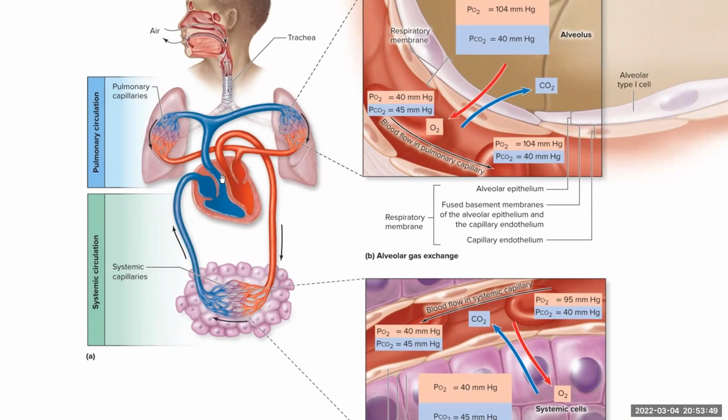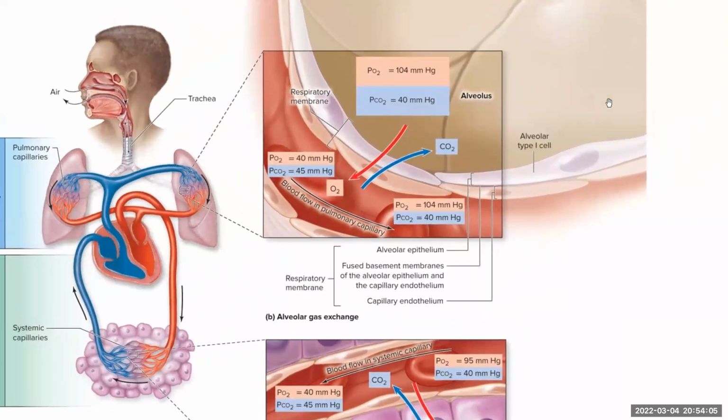All right, that's our pulmonary circulation. Systemic circulation is from the heart to all the cells in the body and then back to the heart. That's your systemic circulation. All right, keep that in mind.